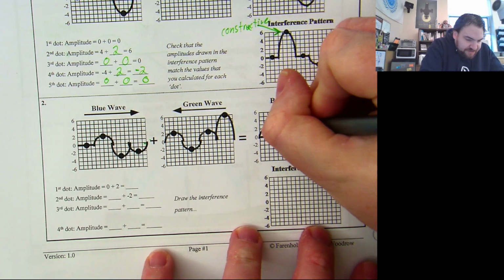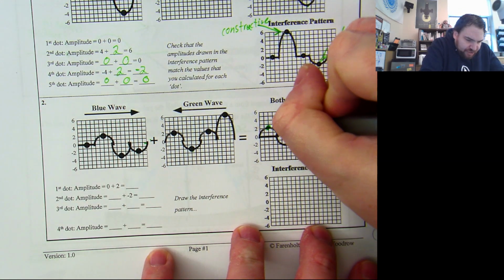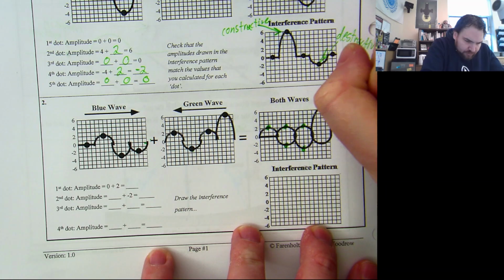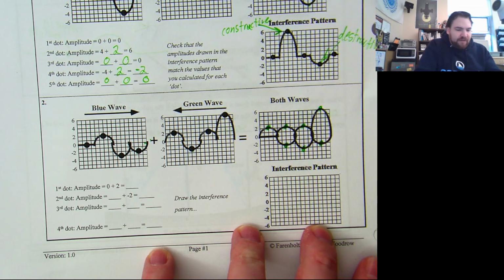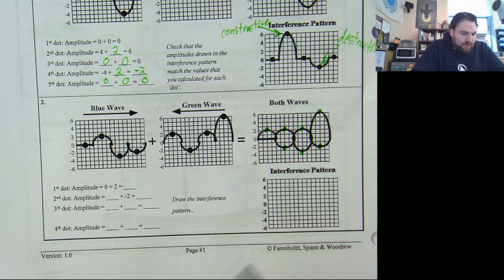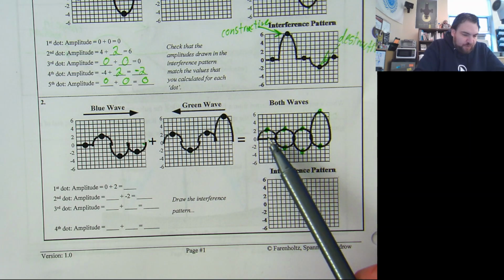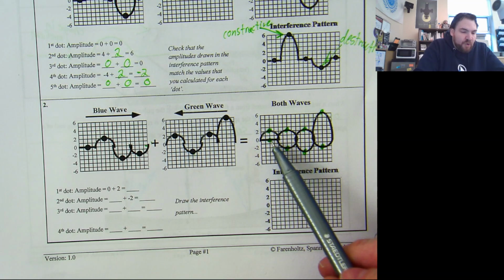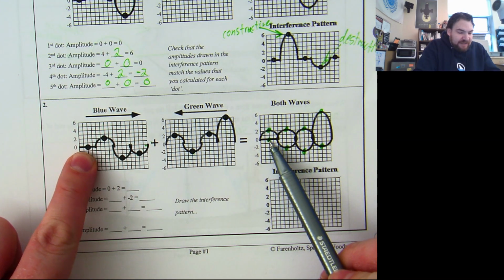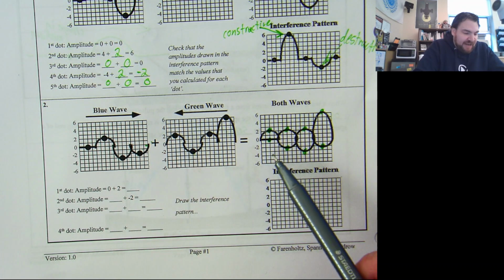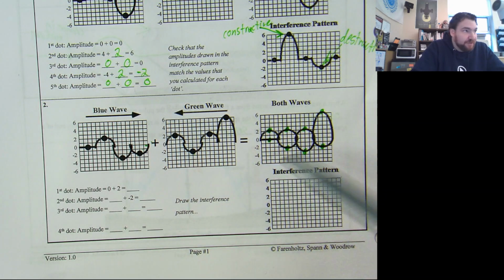Let's put the dots where they should be, and we'll take a look at what the interference pattern would be for these two waves. When the first dot on the two different waves overlap each other, one has an amplitude of 0, and the other one has an amplitude of 2. So their combined wave is going to have an amplitude of what? 0 plus 2 is 2.